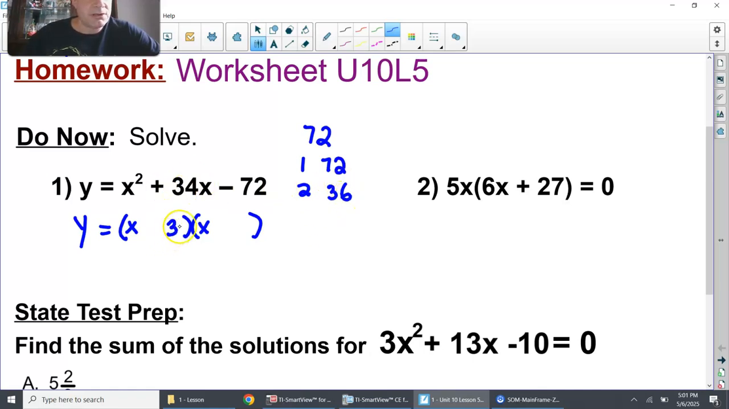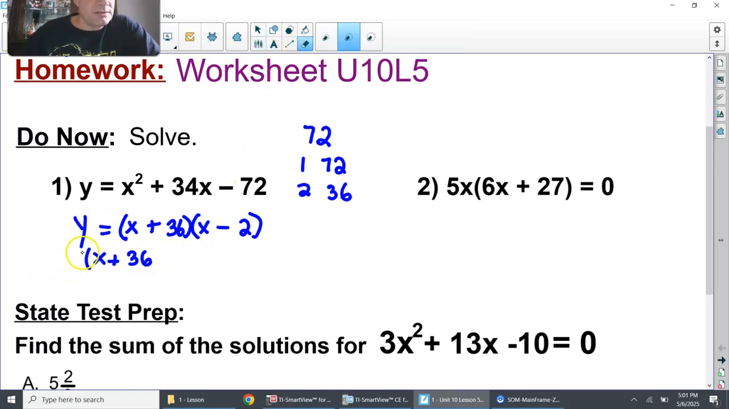So I'm going to put the largest factor first and the smaller factor second. You have to multiply to a negative, which means one has to be positive and one has to be negative. This has to add or subtract to a positive 34. So this has to be positive and this has to be negative. So we have x plus 36 equals 0. And then x minus 2 equals 0.